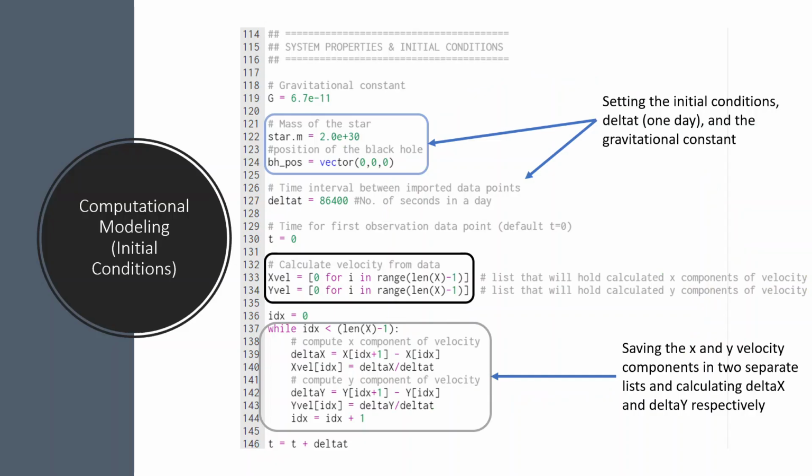When creating the computational model, I set the initial conditions highlighted in blue, such as defining the star's mass and the black hole's position. Also, I iteratively created a list of all the x and y values obtained from the velocities calculated, and used a while loop to calculate the displacement and velocity of the star, and I advanced the time by delta t after each iteration.